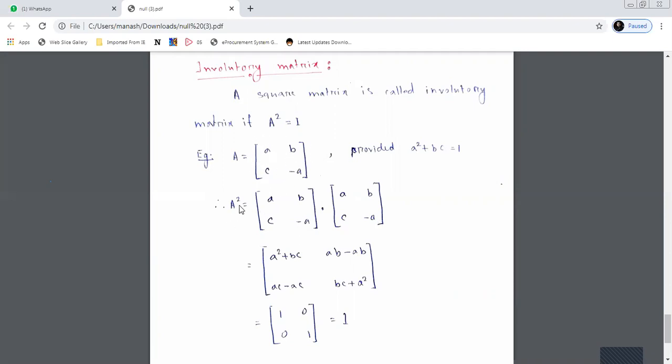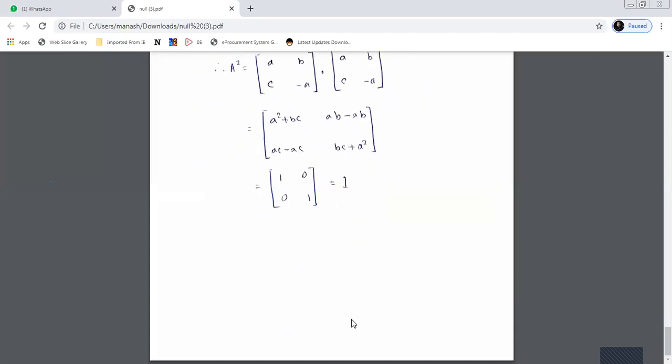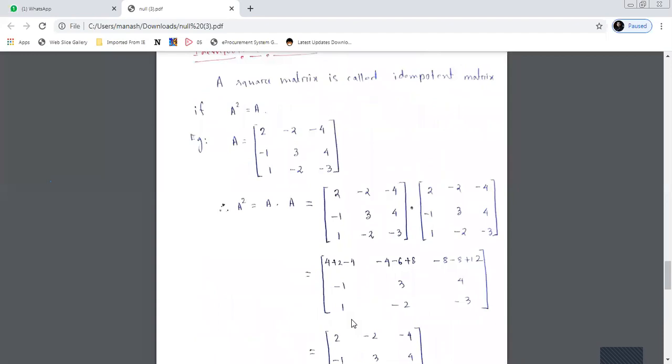So one example. See here, A is given. A square means A into A. After simplifying this, we got this one. AB minus AB, it is 0. AC minus AC, it is 0. Here one condition is given, a square plus bc is equal to 1. So in place of a square plus bc we put 1. Here also in place of bc plus a square we put 1. That means we got the identity matrix. Clear? We got A square is equal to I. So this kind of matrix is called involutory matrix.